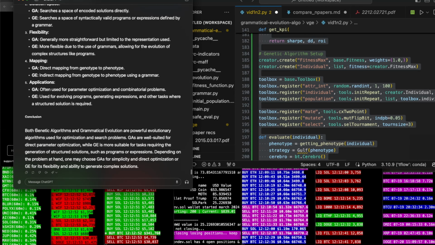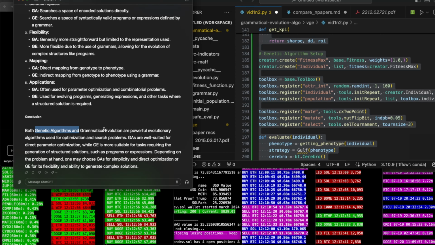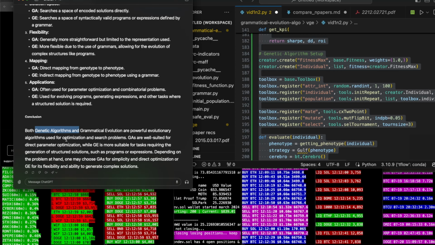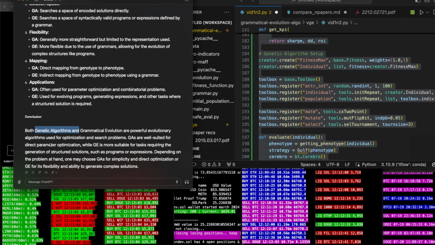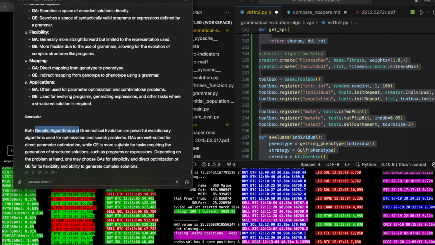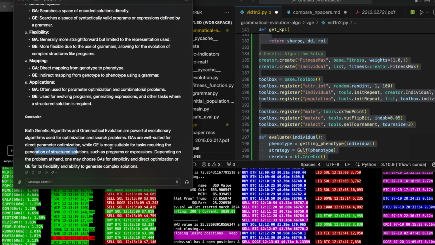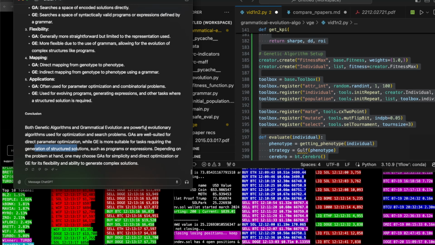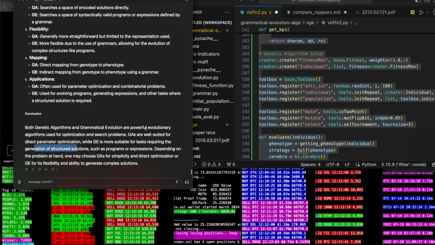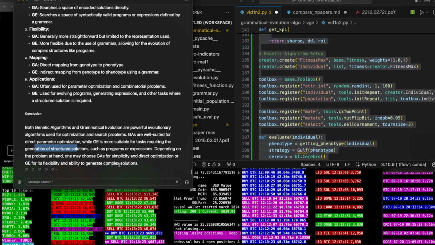Both genetic algorithms and grammatical evolution are powerful evolutionary algorithms used for optimization and search problems. GAs are well suited for direct parameter optimization, while GE is more suitable for tasks requiring generation of structured solutions such as programs or expressions, depending on the problem at hand. One may choose GAs for simplicity and direct optimization, or GE for its flexibility and ability to generate complex solutions.